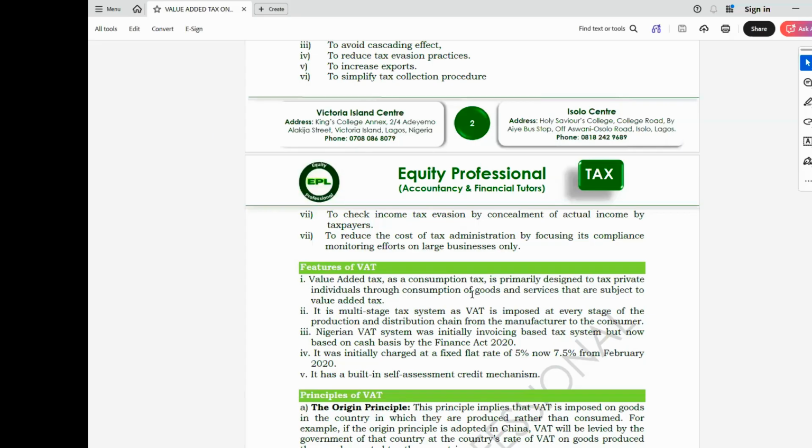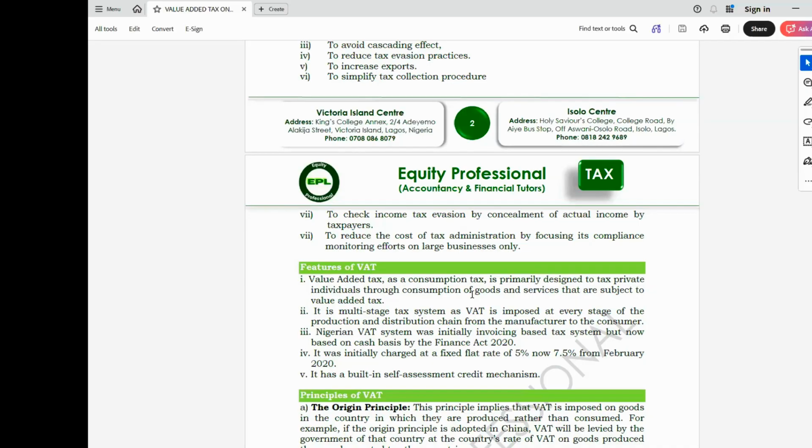It is when you consume. It's only when you consume those goods and services that are liable to VAT that you'll be asked to pay VAT. So if you don't consume those goods and services, nobody will tell you to come and pay value-added tax. It is a multi-stage tax system.